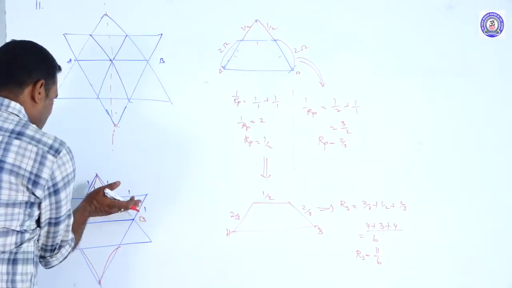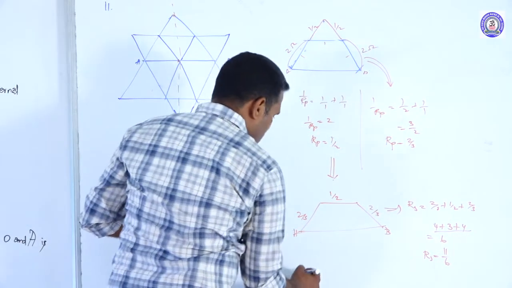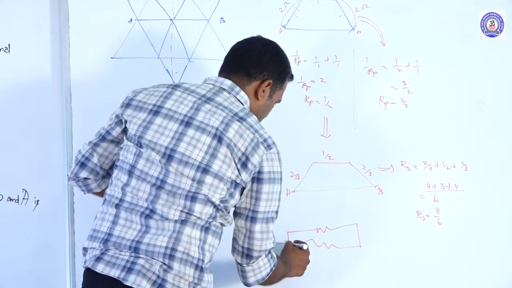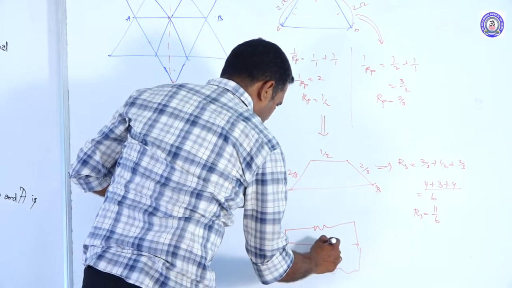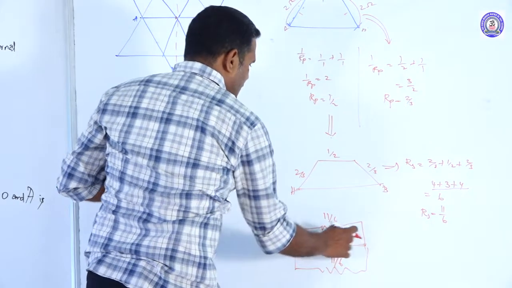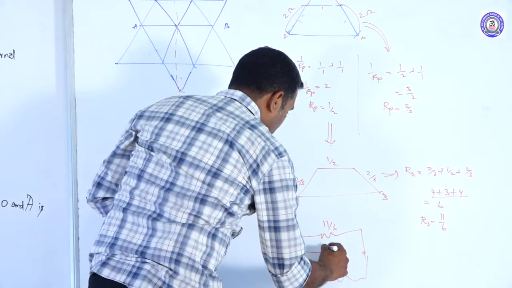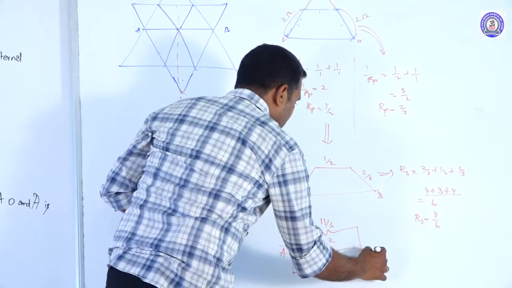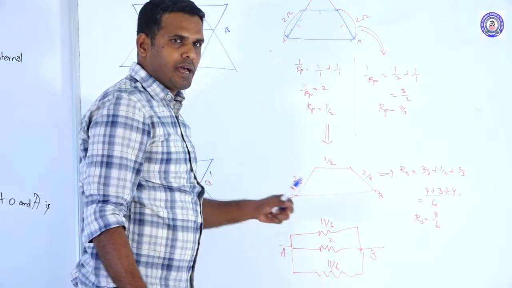Now, if upper half has 11 by 6, lower half has the symmetry. So lower half will also have 11 by 6 ohm. So I can minimize the circuit as: this is 11 by 6 ohm and this one is 11 by 6 ohm, and these two 1 ohm resistances are in series and their effective value is 2 ohm. So between A and B, we have 11 by 6 ohm, 2 ohm, 11 by 6 ohm which are in parallel.